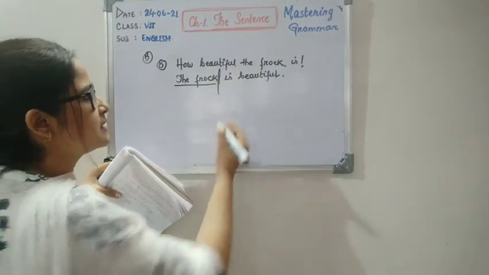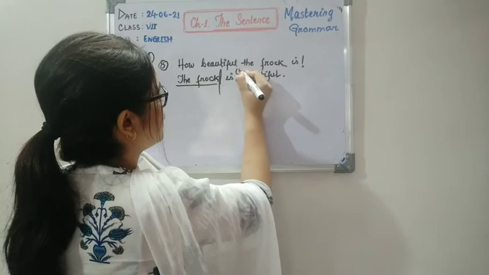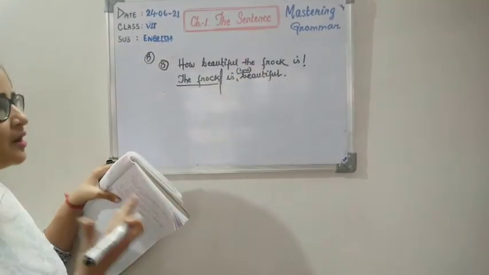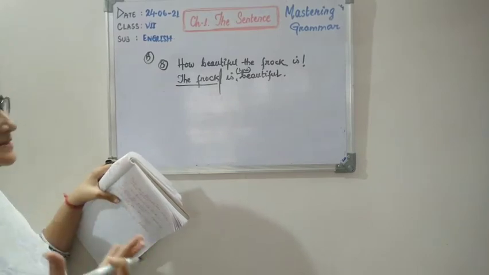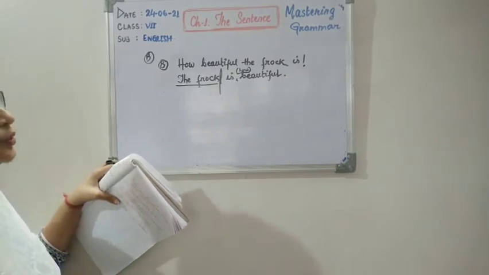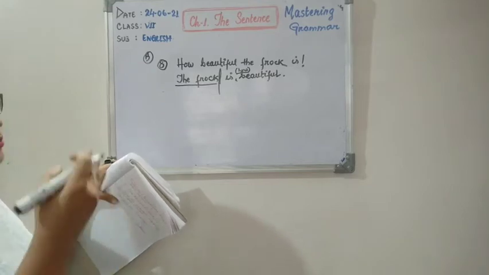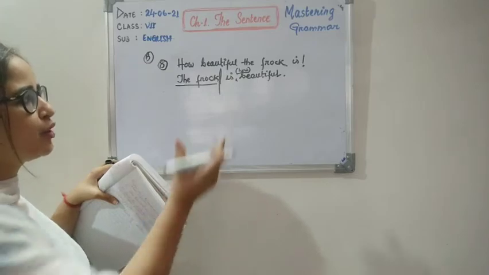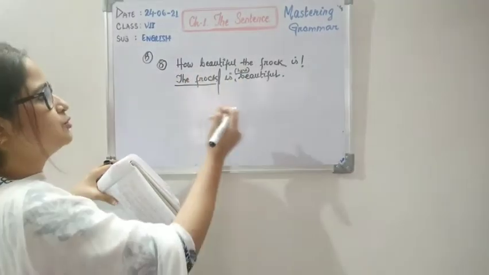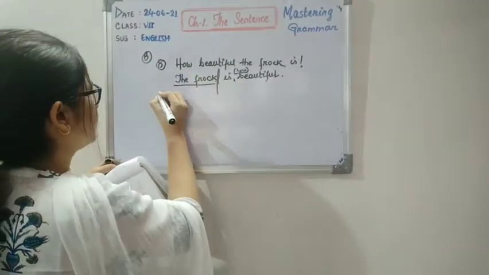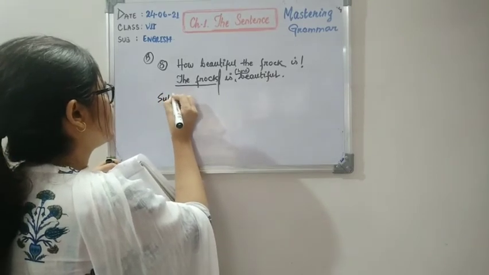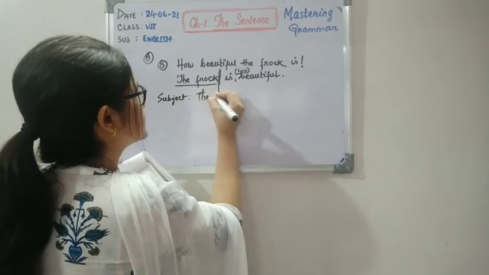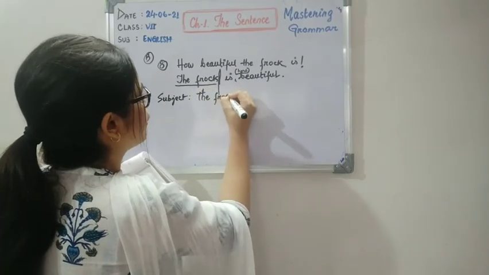Okay, so the frock is, here the word missing is how, because it's very beautiful, and in sentences we don't use this word how like this. The frock is how beautiful, we don't call it like this. We say how beautiful the frock is. So the frock is being talked about. The topic in this sentence is the frock. So here we can understand what our answer will be. Subject will be the frock. We are talking about the frock because the frock is beautiful, right? What is beautiful? The frock.